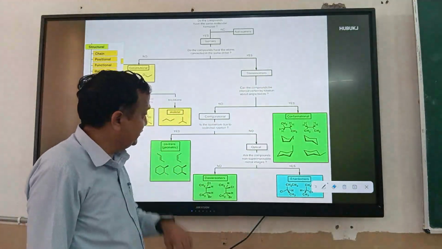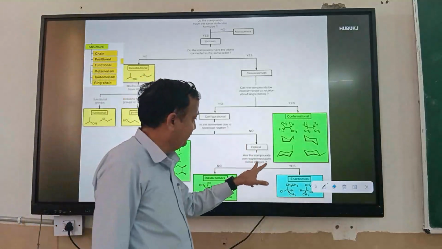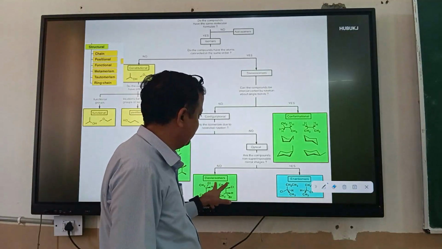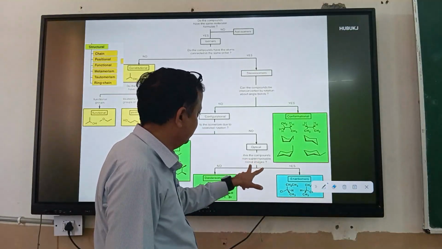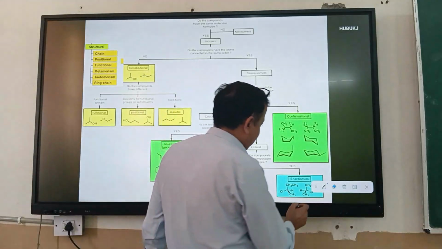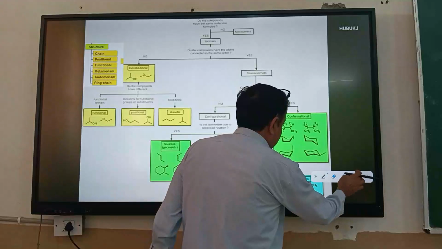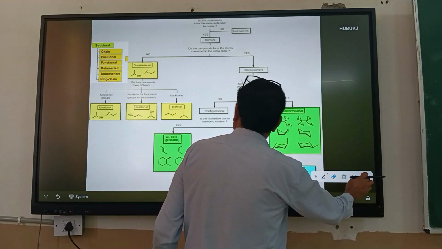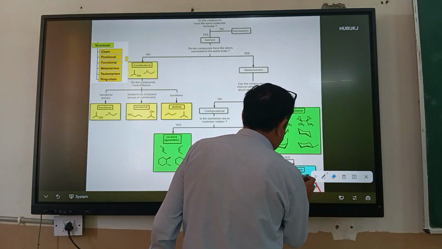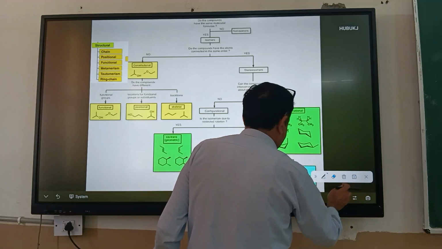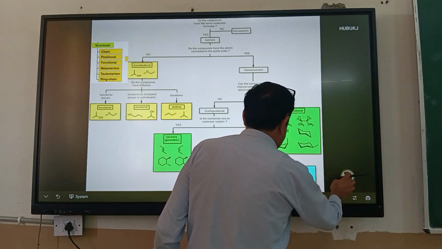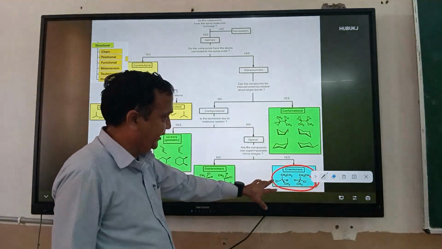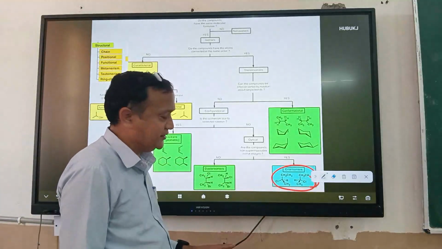And these isomers can be further divided into two types: enantiomers and diastereomers. Enantiomers are those compounds which are mirror images of each other. This is the important term here. Enantiomers are those compounds which are mirror images of each other, which possess handedness. We will explain them in detail.